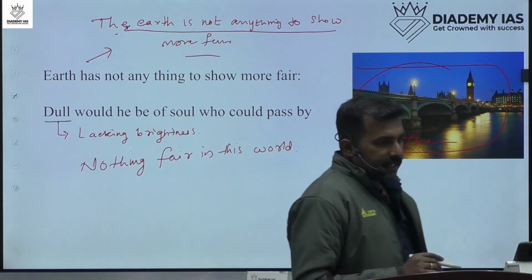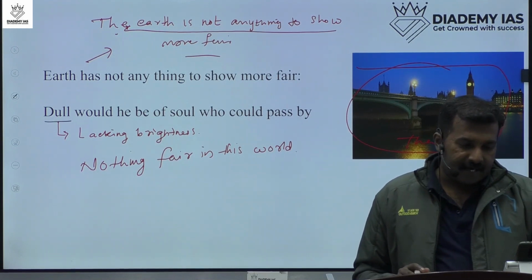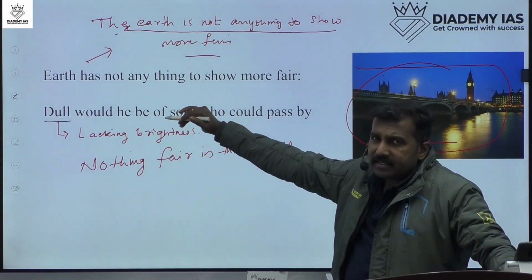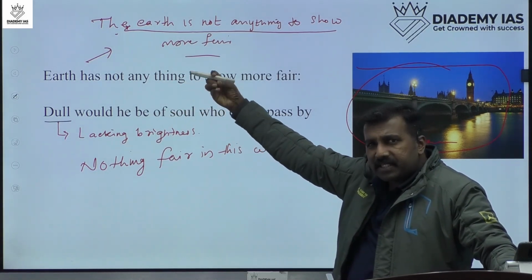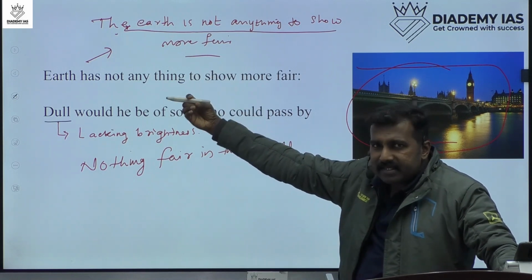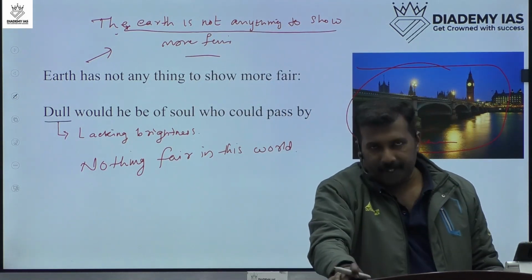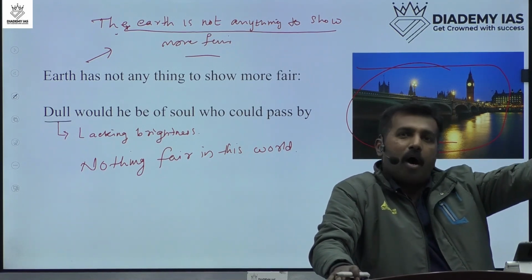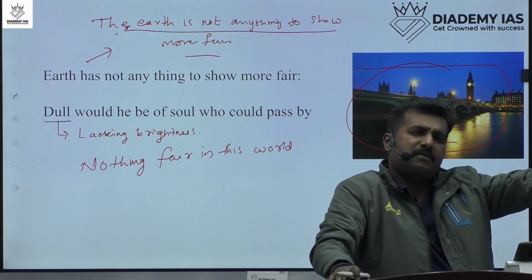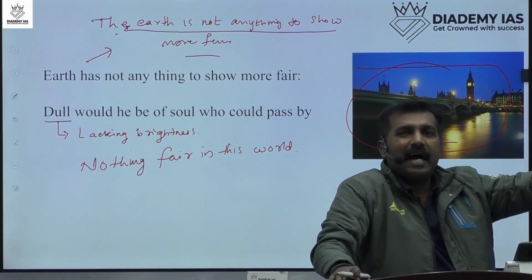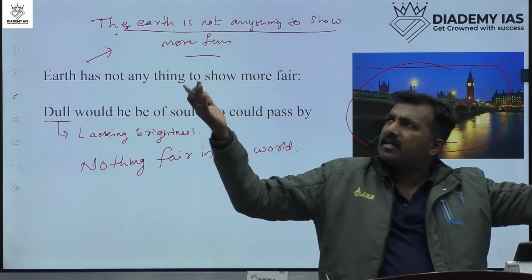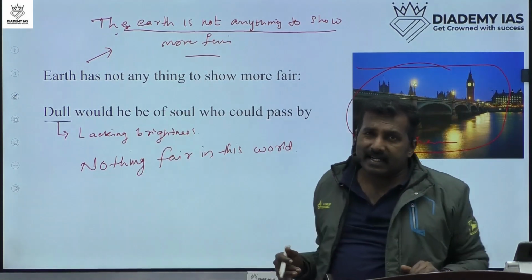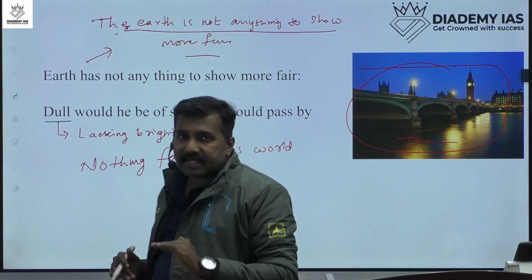Nothing fair in this world. Okay, so the poet says nothing fair in this world. Here, in the first two lines, no specific idea is mentioned. It means that in the first two lines of the poem, Wordsworth says that the world is not showing anything specific. That means it's not a speciality. Okay, it looks normal. So that is the first and second lines.